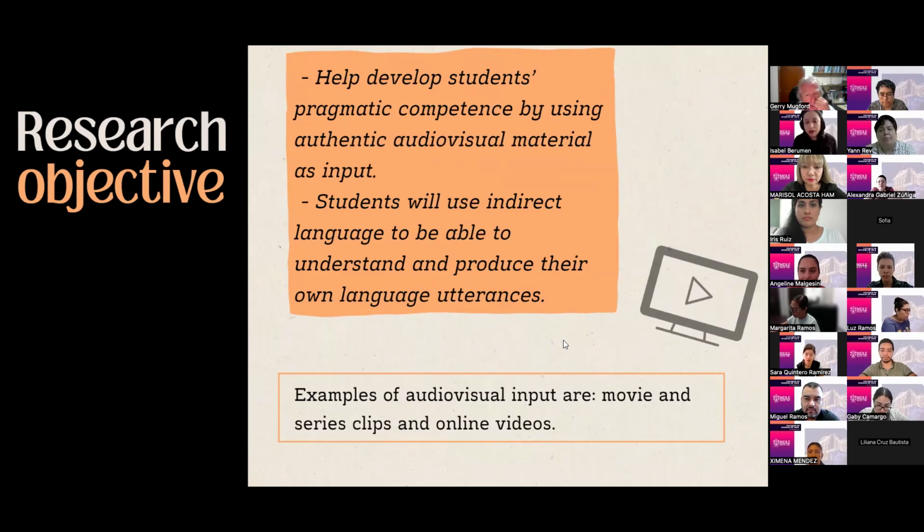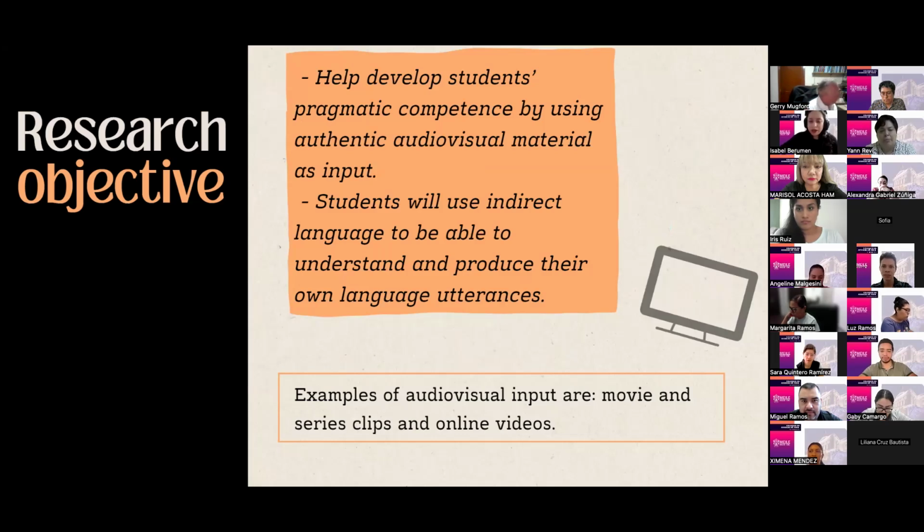And the idea is that students will use indirect language to be able to understand and produce their own language utterances. What I have noticed is that they struggle, for example, with requests and refusals, because sometimes they don't know if they are too polite or impolite. And I will focus on indirectness. Some examples of audiovisual input are movie and series clips, as well as online videos.